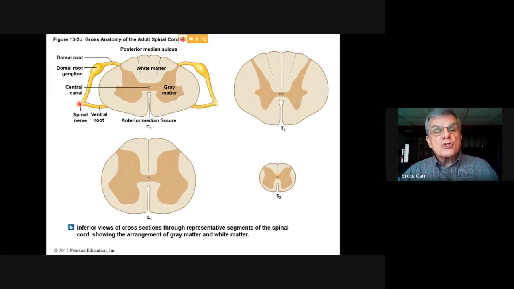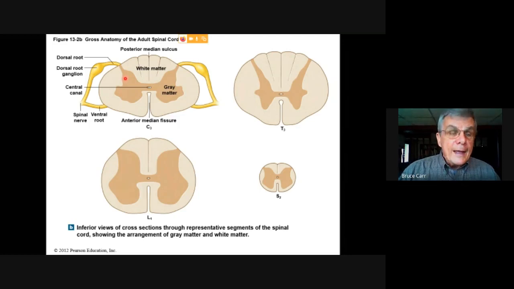So here we have the spinal nerve and a division. Sensory messages come in here. There's some processing here in the ganglion, and it enters the spinal cord here through the posterior gray horn. Processing can occur here, and if a message is sent out, it goes from this anterior horn to the ventral root, and the message then goes out to the body.